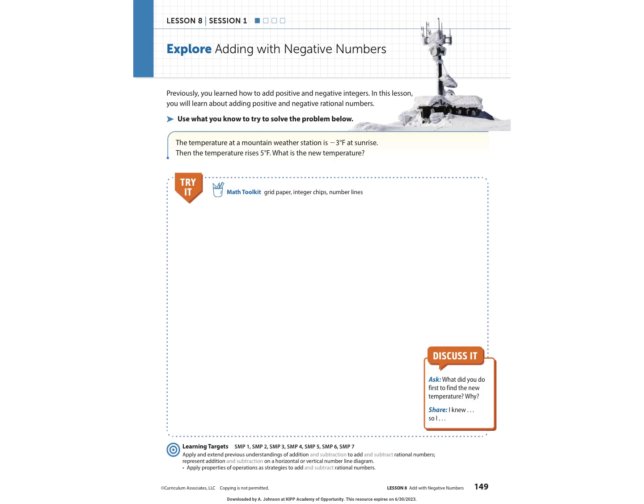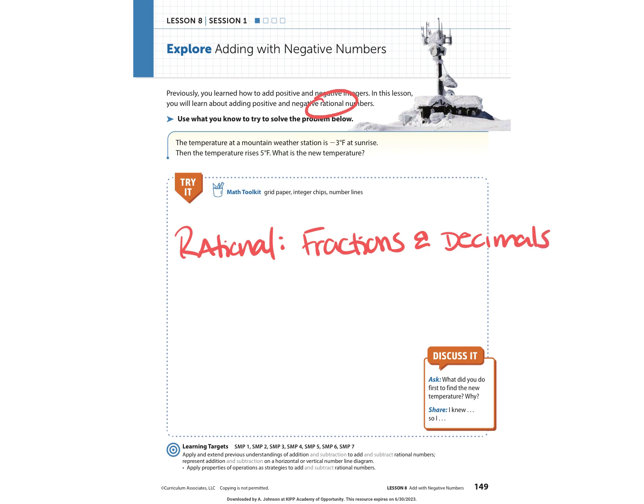All right, 7th grade. So the big idea for this lesson, there's just a few things you need to make sure that you understand. When you see that word rational, that means you now are talking about fractions and decimals. So last week we were dealing with integers, okay? Integers are -1, -2, 0, 4, 5, right?